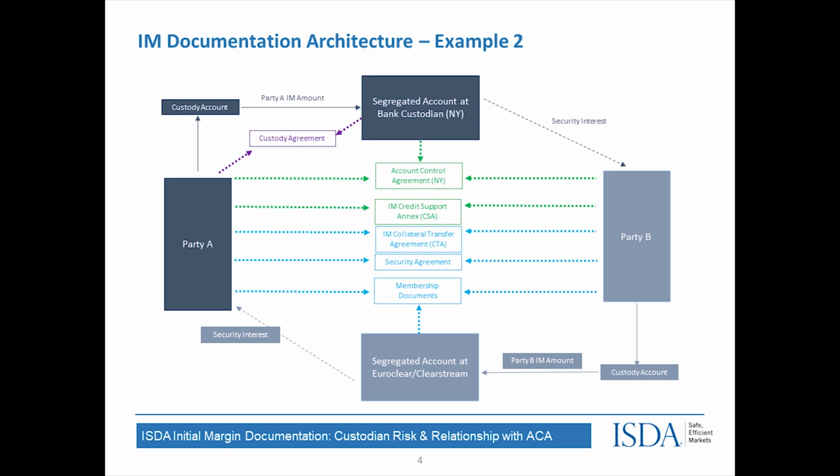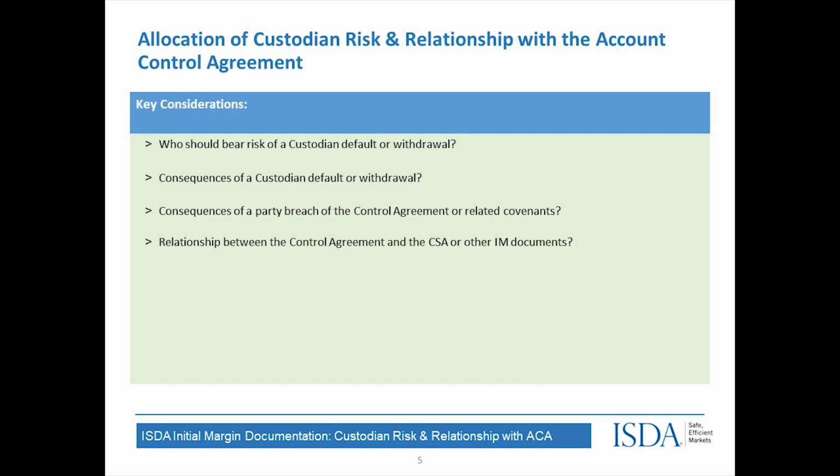So moving on to the next slide, the allocation of custodial risk in relationship with the account control agreement. One of the important considerations that everyone faces when you have this third-party custodian in the relationship is who bears risks associated with the custodian performing or not performing or withdrawing or being removed. And the documentation, as consistent with documentation that's been on the market for independent amounts up until now, deals with those risks and allows for the counterparties to the CSA to allocate risk as they see fit.